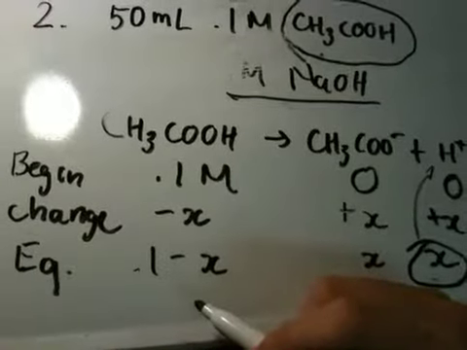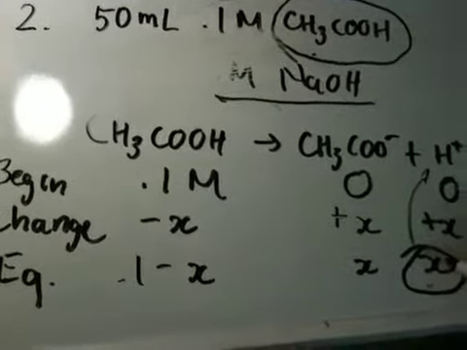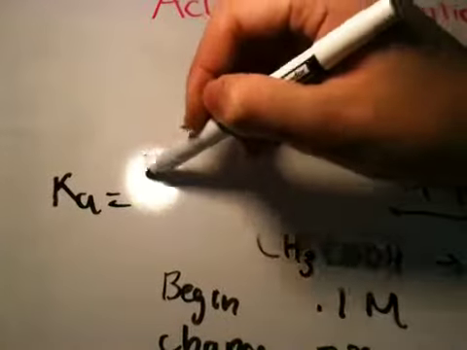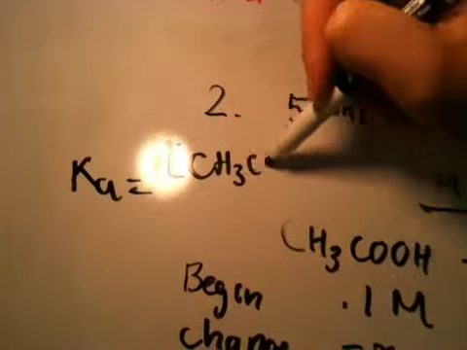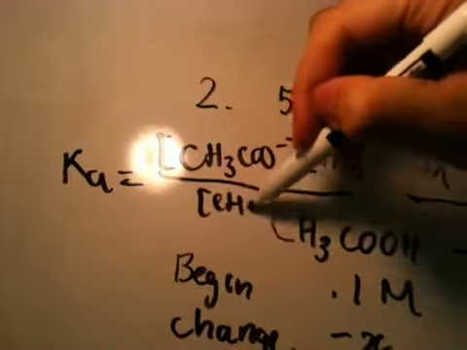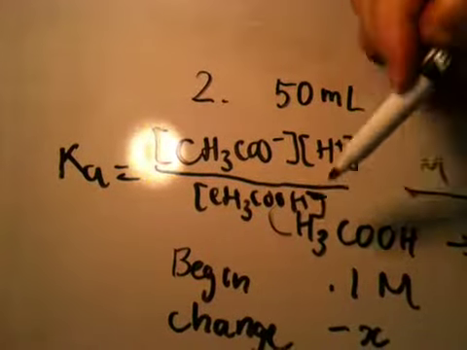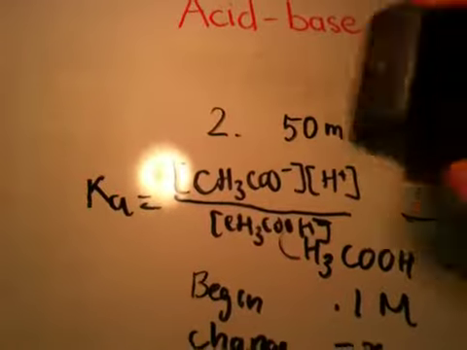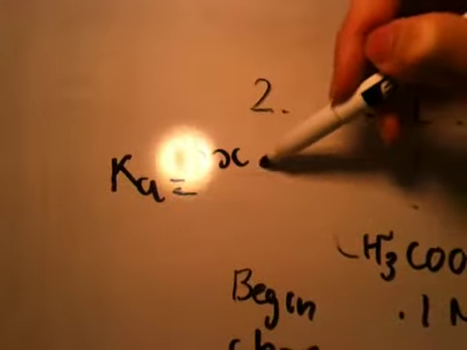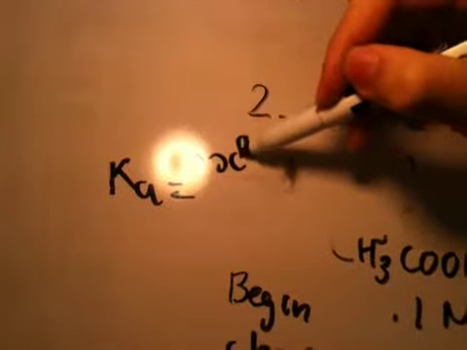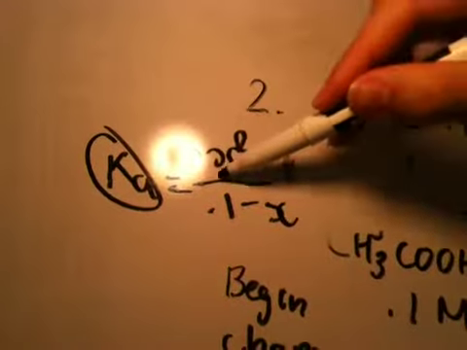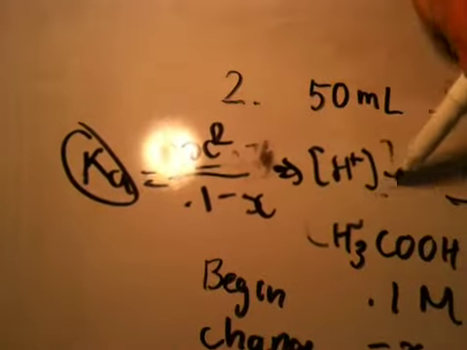And after we set up this box, we can easily go on to say Ka, because Ka is the concentration of the conjugate base times the concentration of hydrogen ion over the concentration of the weak acid that we're using. In this case, since we already put in x, we find x times x, or x squared over 0.1 minus x. Now we already know what Ka is, and we must find x to find the concentration of the hydrogen ion.